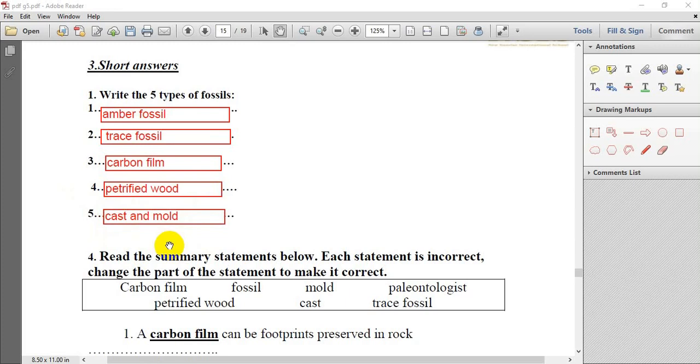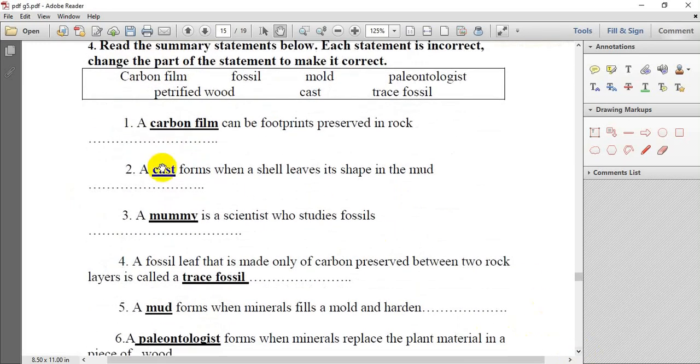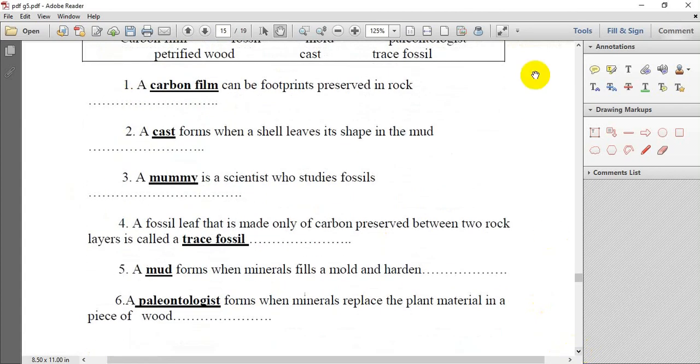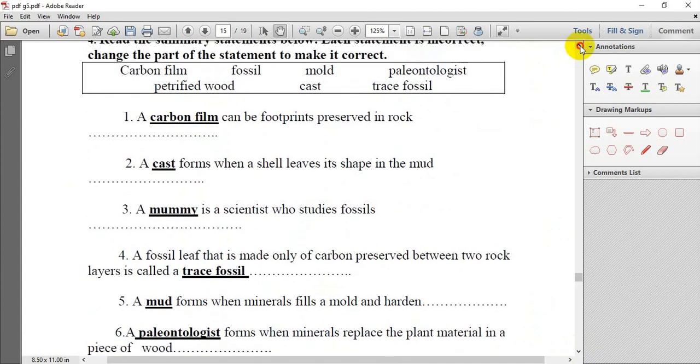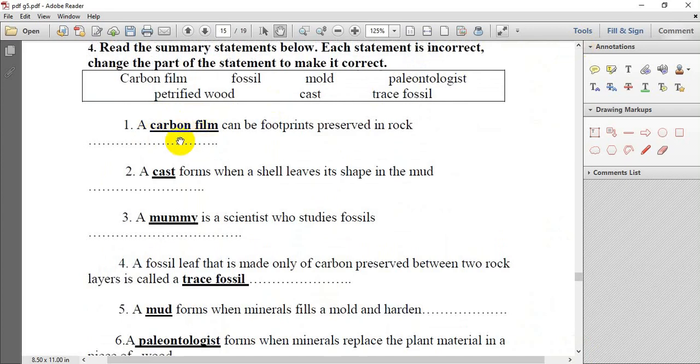So question 4. In this question, we have 6 wrong sentences. In each sentence the word that is underlined is not true, or this word is wrong. So we have to replace this word with one of the words in the box. So let's start. In question 1, a carbon film can be footprints preserved in rock. If you remember, we didn't say that the carbon film is a footprint. The footprint is which kind of fossil? Yeah, so trace fossil. So instead of carbon film, we have to replace it with trace fossil.